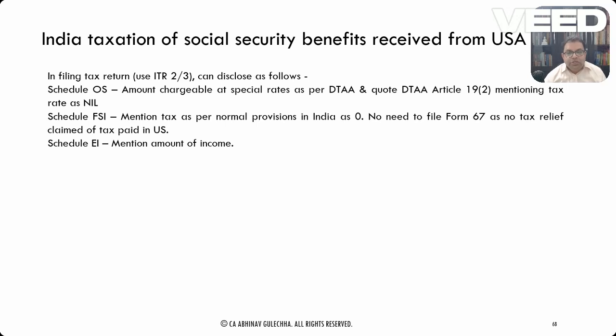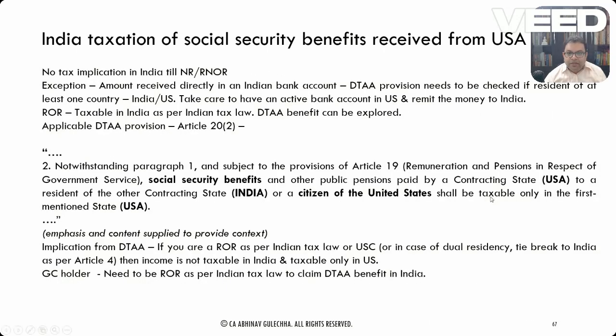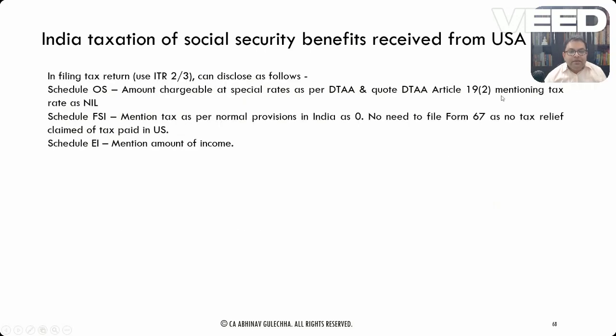Definitely, one is you go in Schedule OS, and in Schedule OS there is a section whereby you disclose the amounts chargeable at special rates as per DTA, right? Even in that section, if the income is not chargeable to tax in India, you can enter nil. So you can enter nil there and quote the DTA article reference 19 subsection 2, right? I'm sorry, I just entered 19. Sorry, it's 20 subsection 2. It's my mistake. So just enter here 20 subsection 2, maintaining the tax rate as nil.